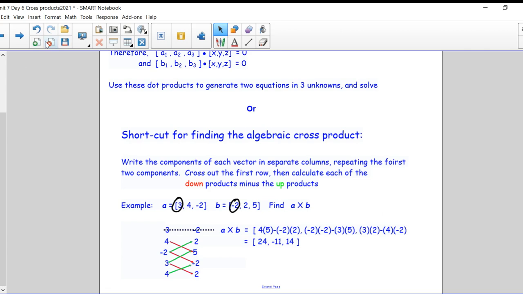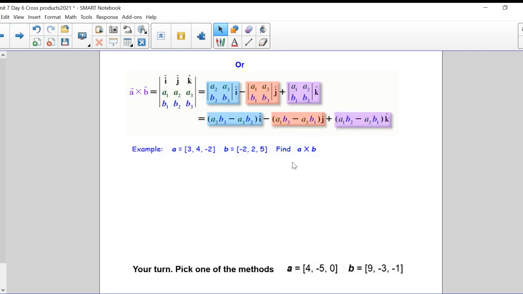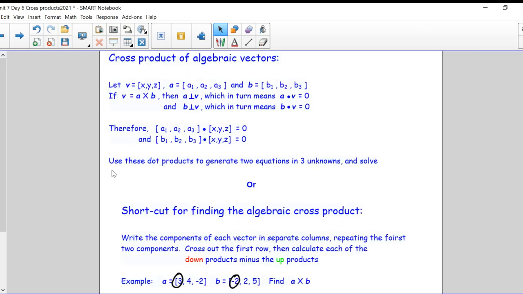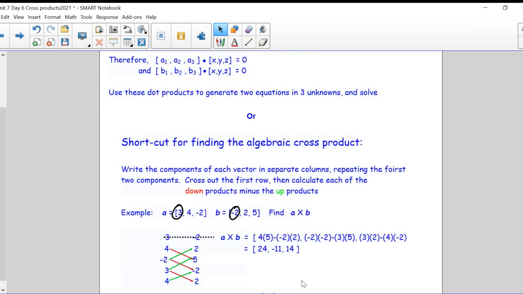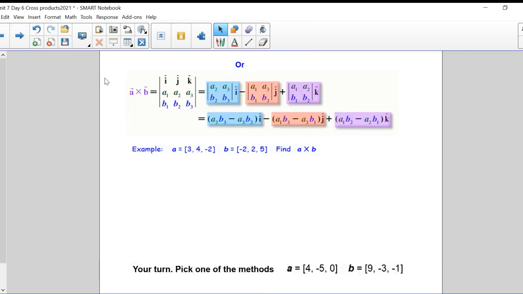Let me show you what I think is the better way to do it. So I want to multiply the A vector times the B vector. And it's the same ones that we just did on the previous page. Of course, we're going to get the same answer. We're expecting to get this answer right here. But here's what I think is better.